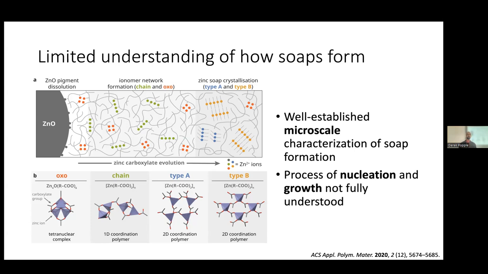And so as shown in the top panel, you can see on the left there's a large particle of zinc oxide. So that's actually the pigment. And then these squiggly lines that are present represent the semi-polymerized oil matrix. And so as ions leach away from the zinc oxide particle, what they found in this paper is that it first forms a small complex. These complexes can start to polymerize into a one-dimensional chain, which will eventually convert into a two-dimensional crystalline region. And so that's what we're seeing in this soap formation.